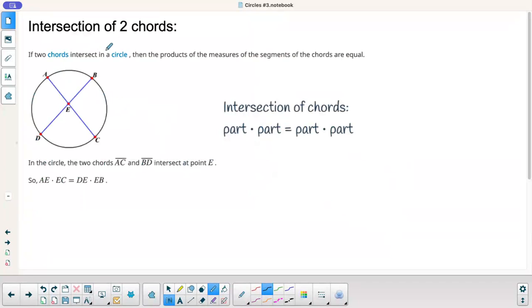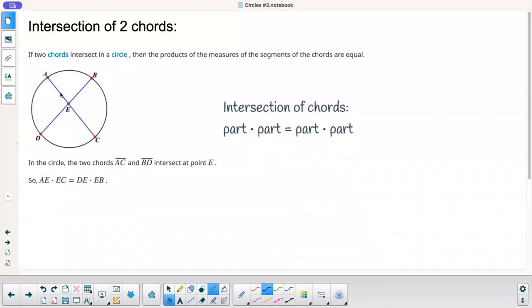All right, so the first part we're going to do is the intersection of two chords. If two chords intersect in a circle, then the products of the measures of the segments of the chords are equal. So in the circle, the two chords AC and BD intersect at point E. So AE times EC is going to equal DE times BE.